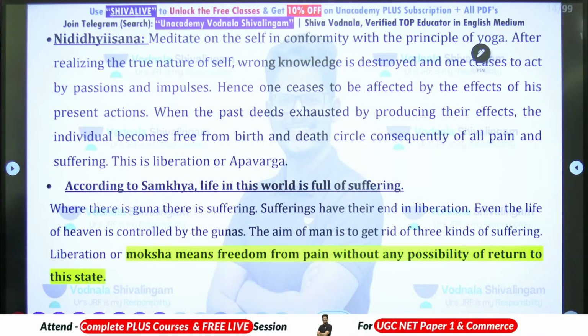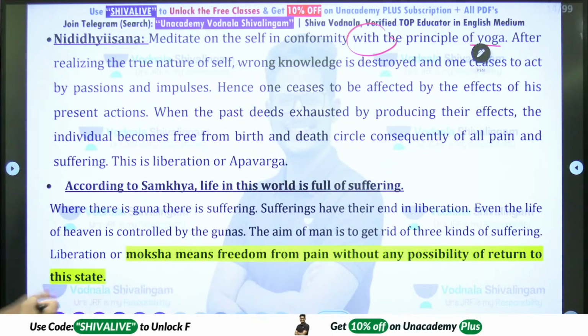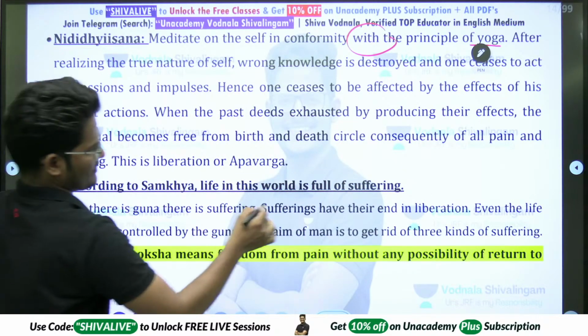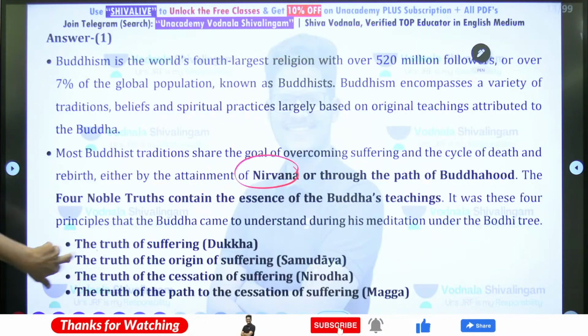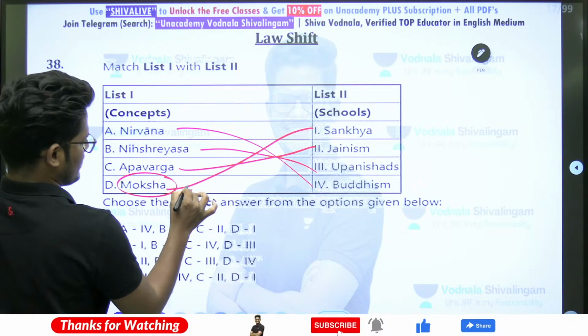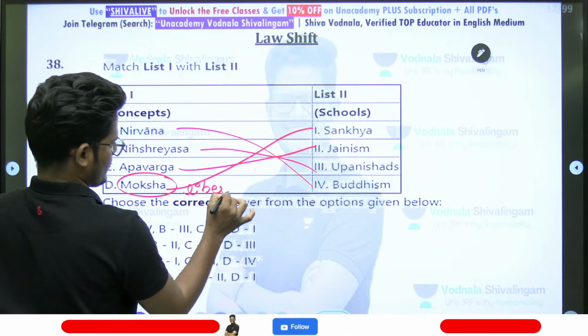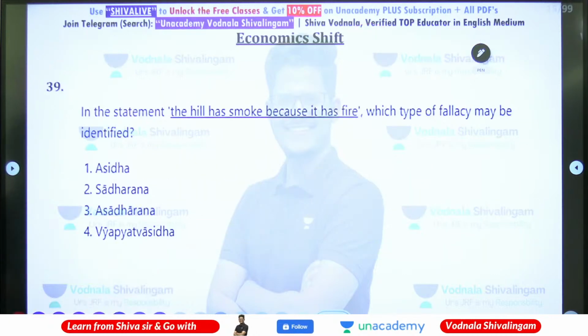And Nidhyasana is self-conformity with a principle of yoga. According to the Sankhya philosophy, life in this world is full of suffering. So Sankhya philosophy has given moksha. Moksha is the ultimate liberation of everybody's life, the liberation that one can achieve.